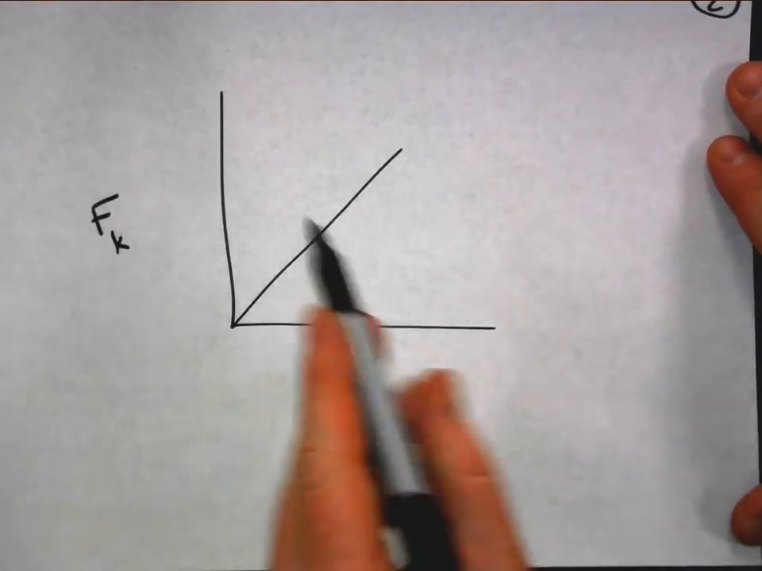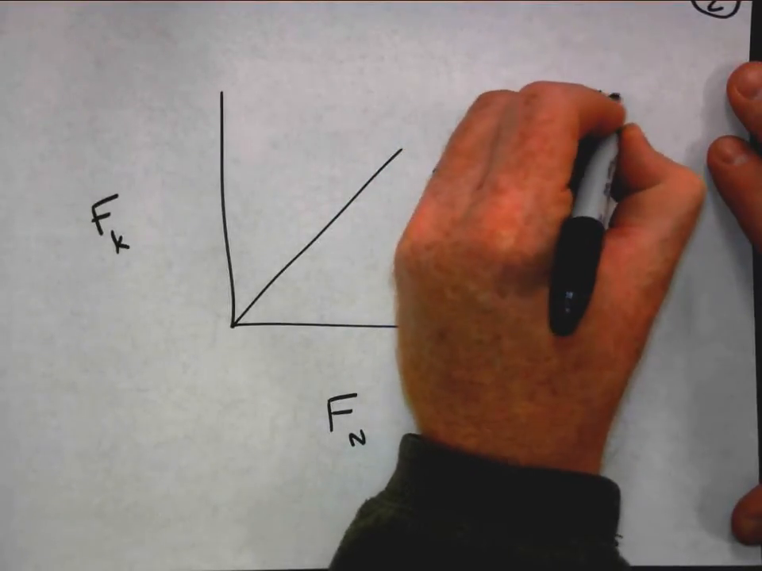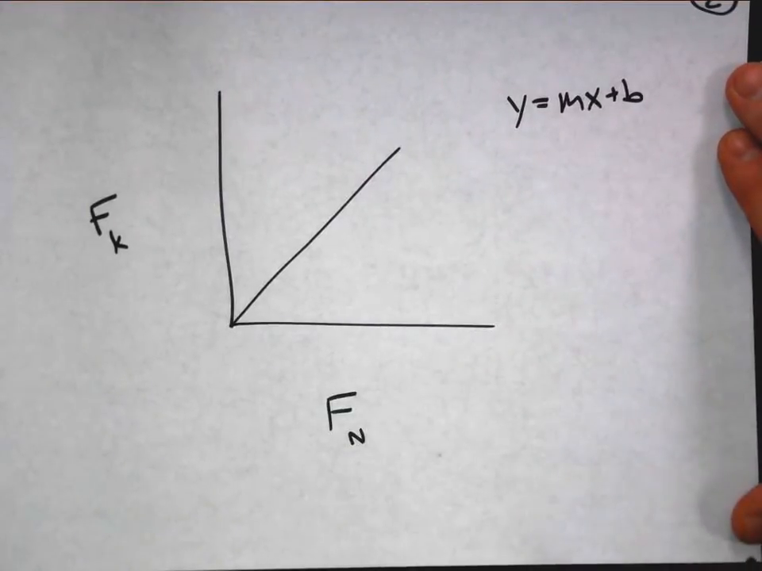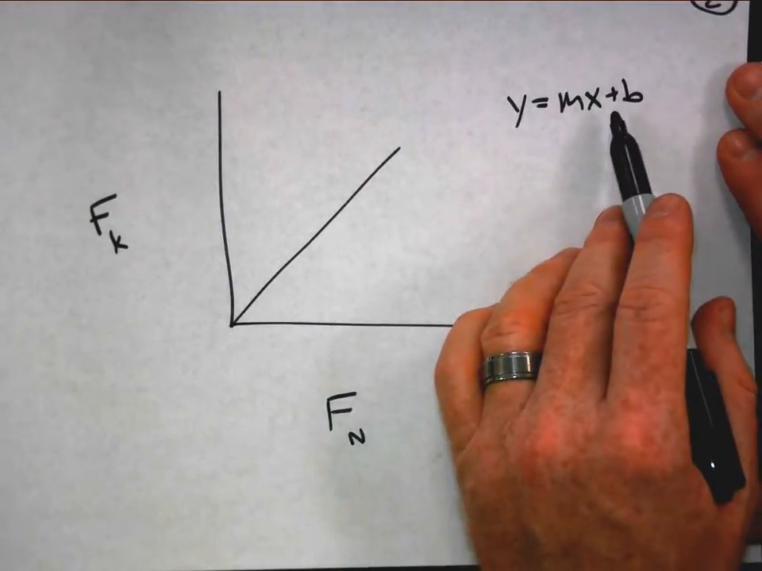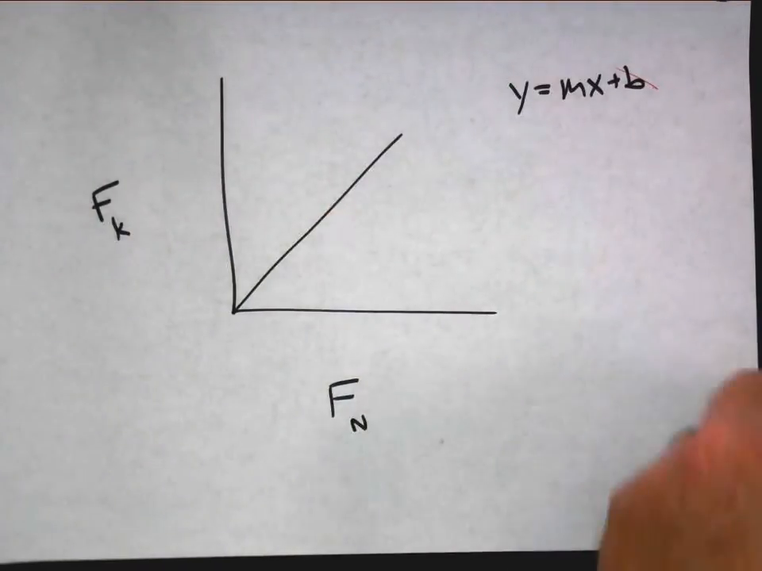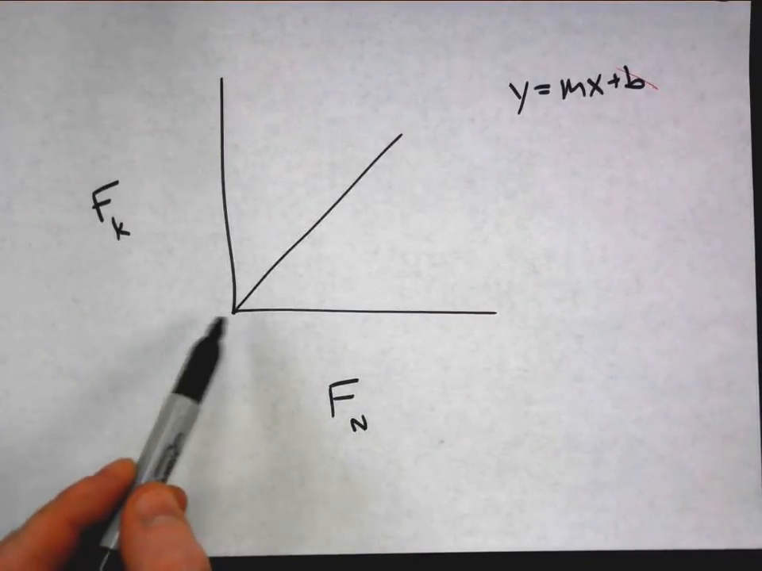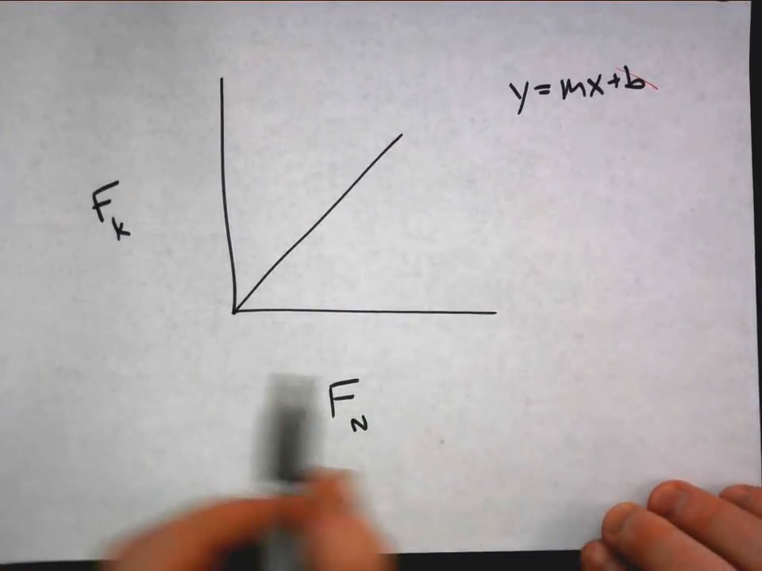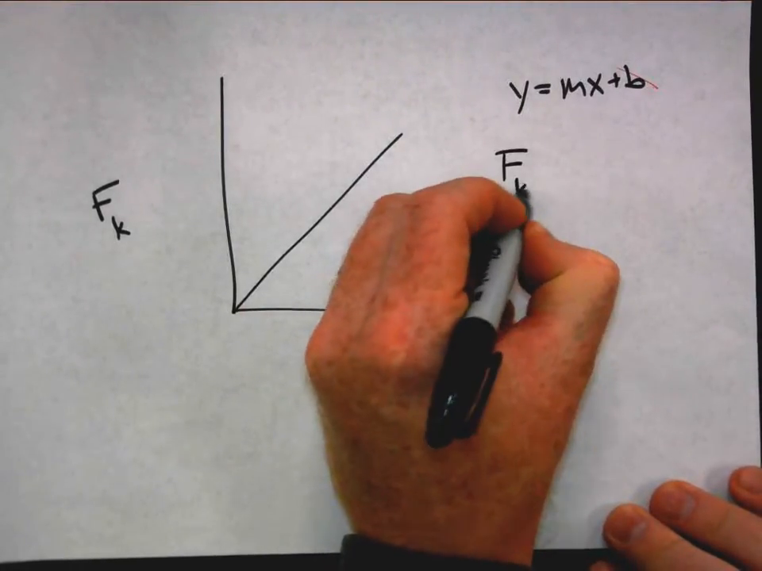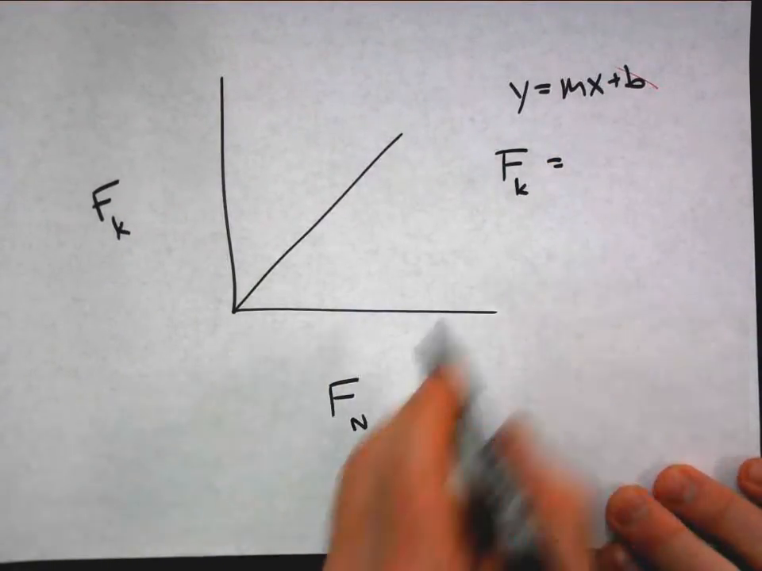But first of all, we know it's a line, so it's going to take the form of y equals mx plus b. That's a linear relationship, a very general kind of thing. But b is 0, so that kind of just goes away at this point. Well, why is the y-intercept 0? Well, when normal force is 0, there is no friction force. So that's a good thing to remember. Now, what are the y values? The y values are kinetic friction force. What are the x values? The x values are normal force.